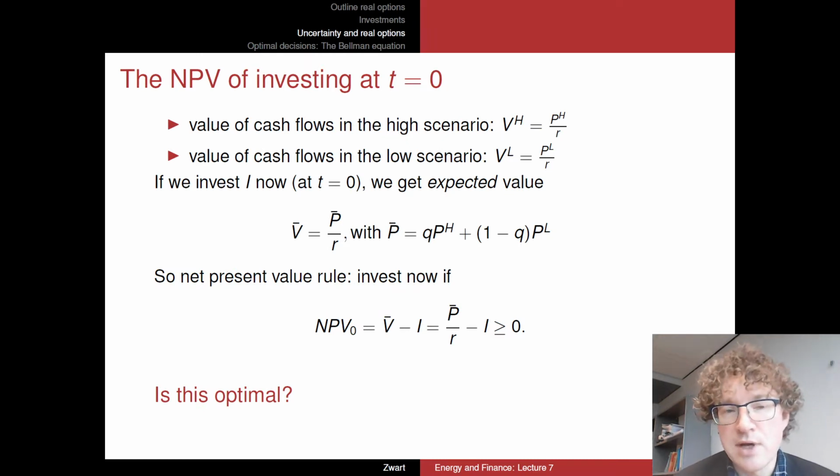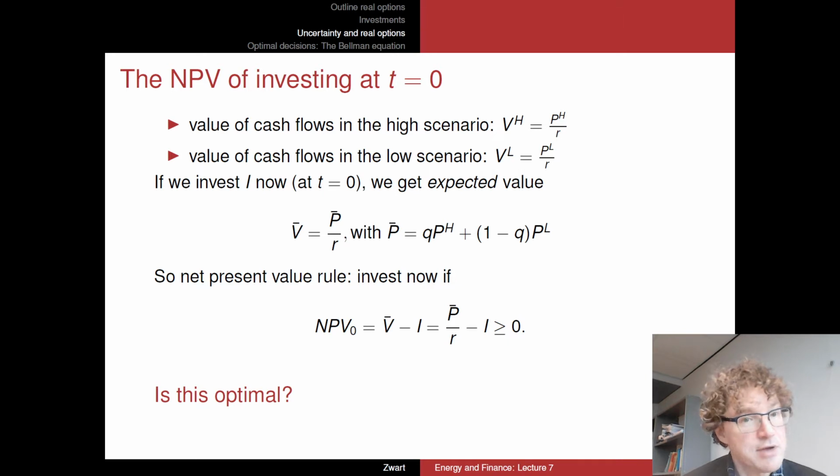So let's look again at the NPV rule, the net present value of investing today at t equals 0. Of course there are two scenarios here. In one scenario the price goes to the high level, PH, call that the high scenario. So what's the value of the cash flows in that high scenario? Well, we have high price PH, it's again a perpetuity. So the value of the firm in that scenario will be VH equals PH over R. But we might also end up in the low scenario, and then of course the value will be VL, or PL over R. So again, these are two perpetuity formulas for either the high or the low scenario.